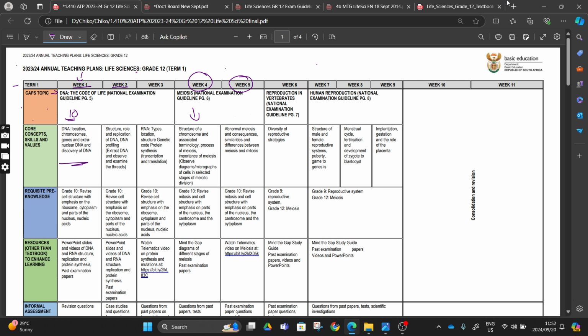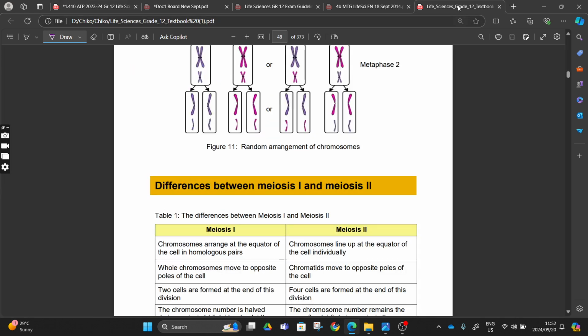And then today we'll be done with meiosis, hopefully in 10 minutes or less. We'll cover abnormal meiosis and its consequences, and then the similarities and differences between meiosis and mitosis, in less than 10 minutes, guys. Hopefully we'll cover this. Thank you for being here.